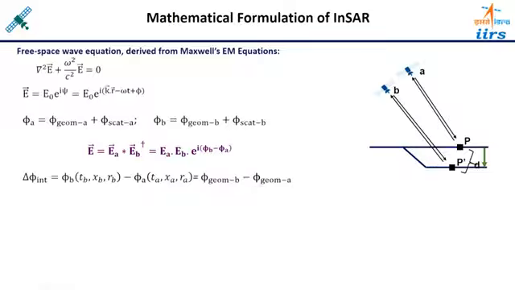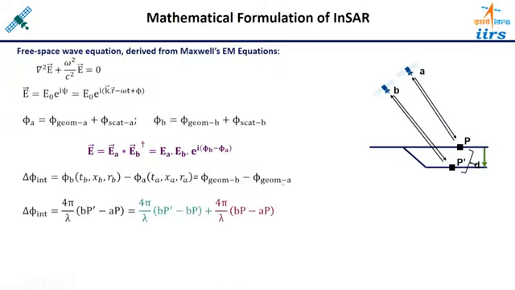Only the difference of geometric phase will be there. So phi B minus phi A means geometric phase of B minus geometric phase of A. So this phase difference is nothing but delta phi. Here I have added the term INT. INT stands for interferometry. So you can say interferometric phase is nothing but the geometric phase of signal B minus geometric phase of signal A.